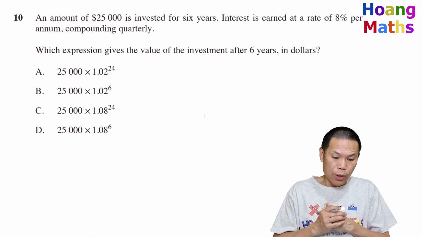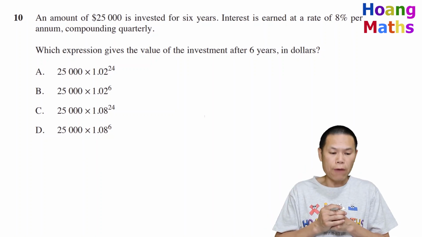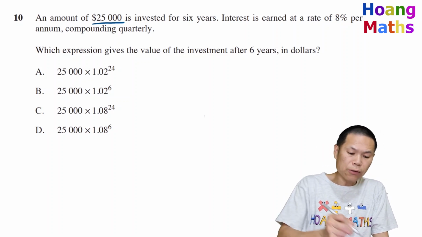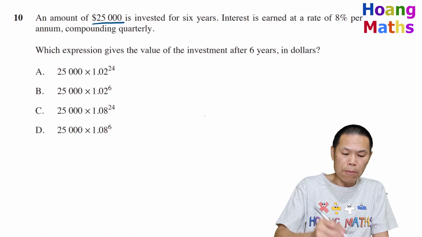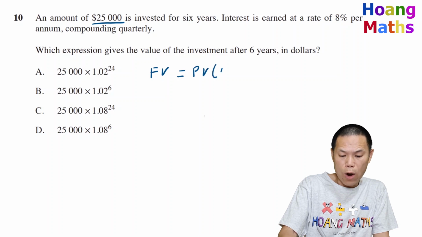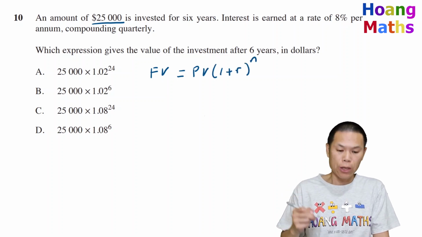Question number 10. So we need to work out the expressions for the future value for compound interest. So we know that the present value is 25,000. So let me just write out the formula first. The future value is the present value times (1 plus R) to the power n. Okay, this is for compound interest.